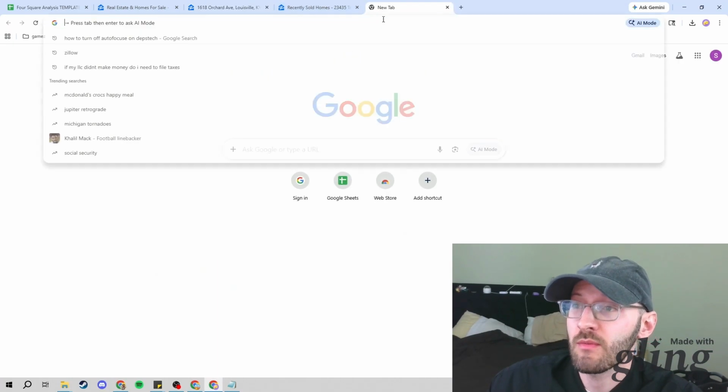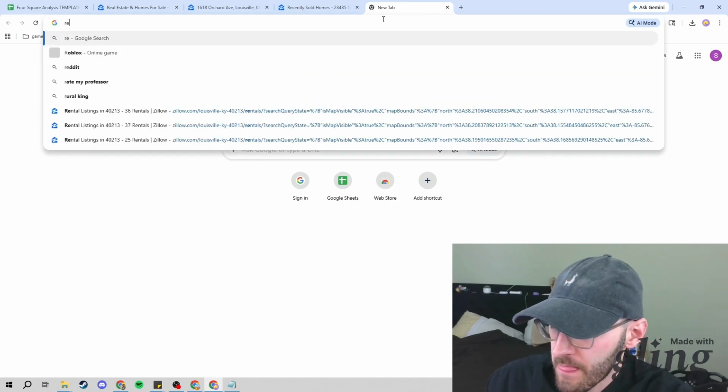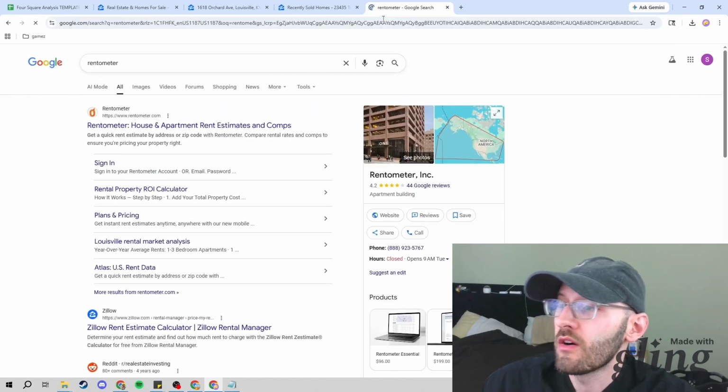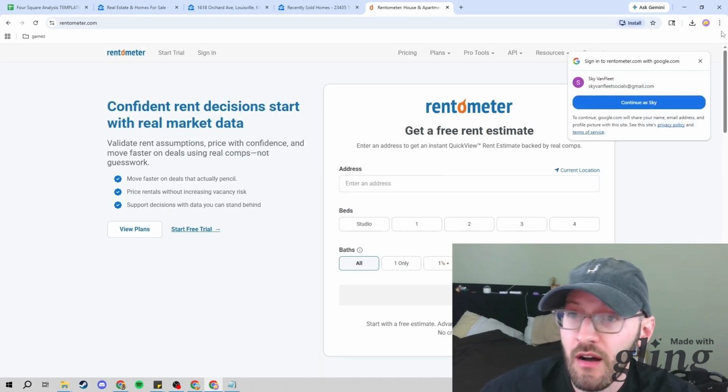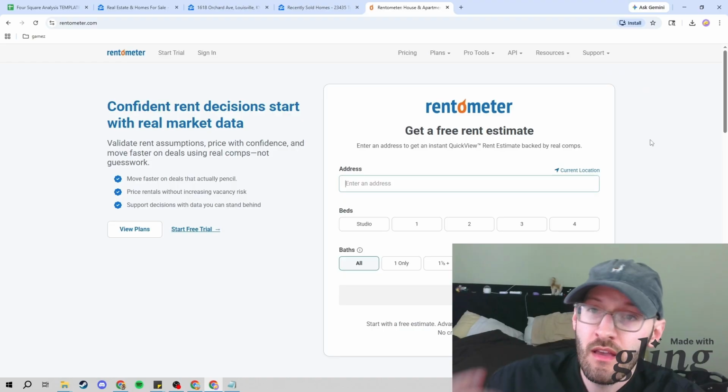There's another website we're going to use, which is called Rentometer. And Rentometer is going to also give you a basic idea for what a property should cost according to their estimations.